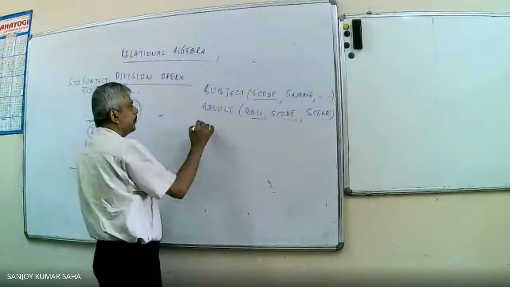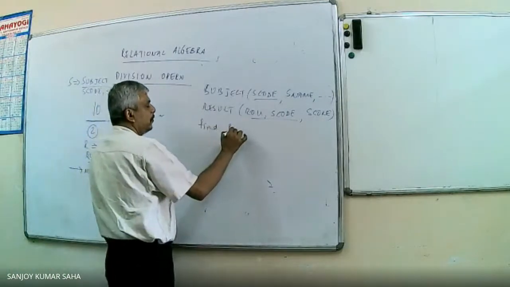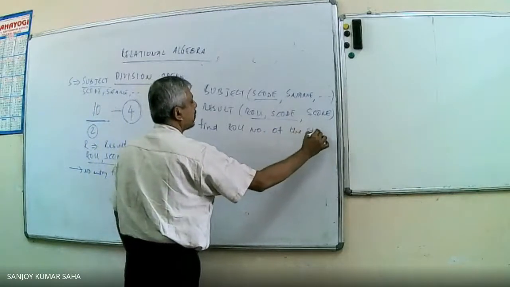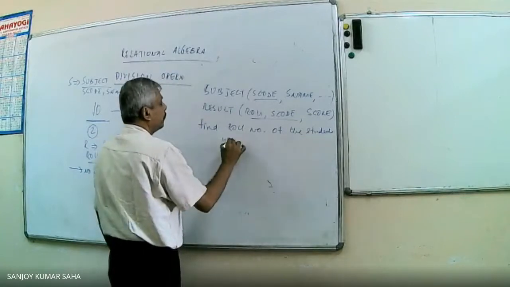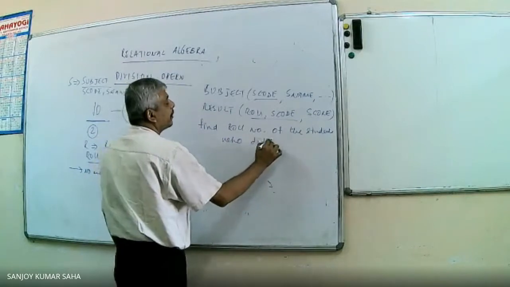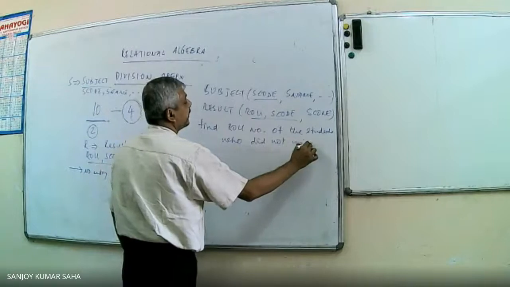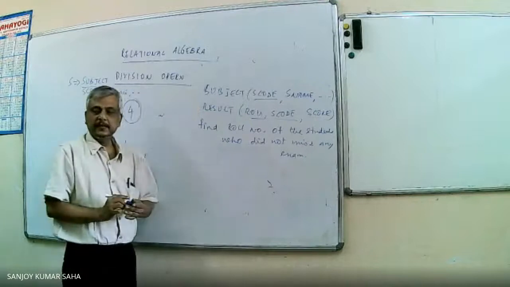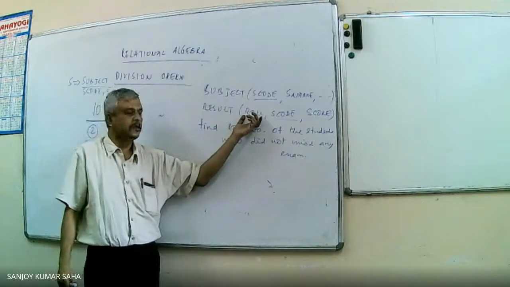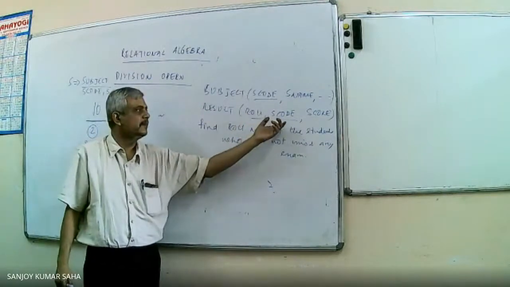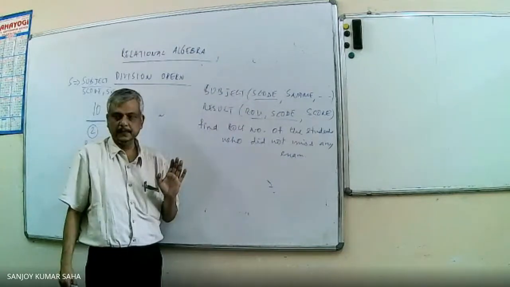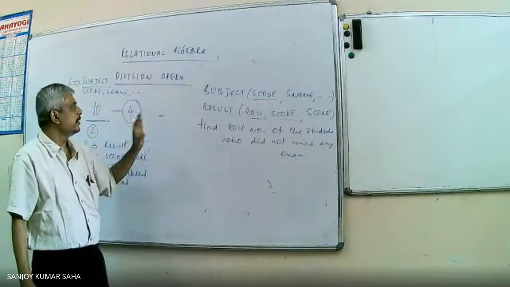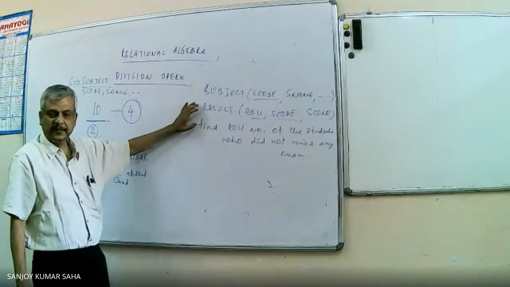Suppose we want to find the roll numbers of the students who did not miss any exam. That means we want to find out the roll numbers which have an entry for each and every subject, for all subjects. So we can think about the division operation.